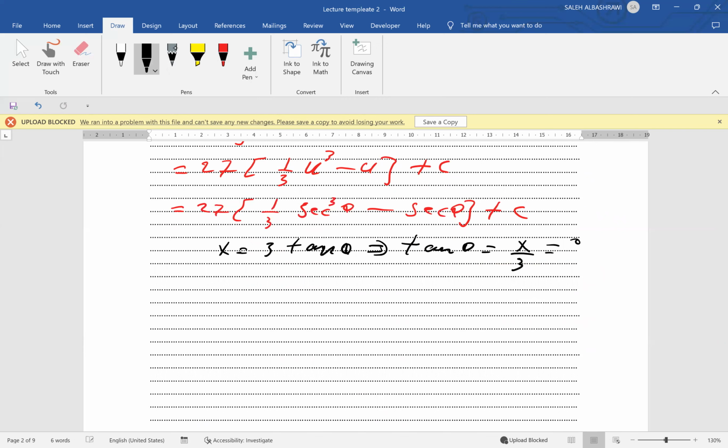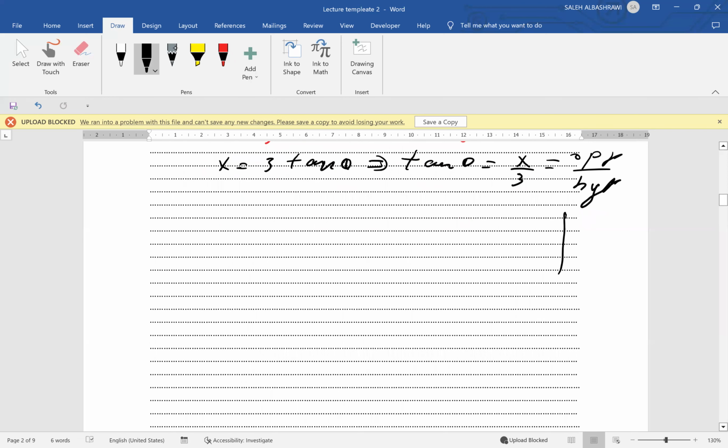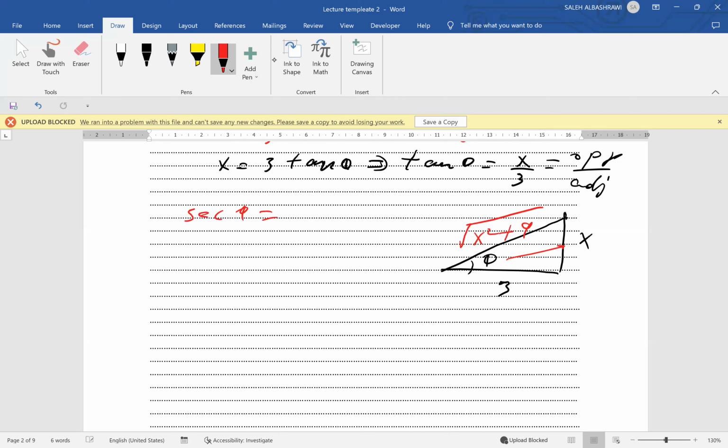But we know also that tangent is the opposite over the adjacent, which means that if we have a right triangle, the opposite is x, over the adjacent is equal to 3. If this is theta, then the opposite is x, the adjacent is 3, and the hypotenuse is equal to square root of x squared plus 9, or 9 plus x squared. From this relation, we have secant theta is equal to the hypotenuse, which is square root of x squared plus 9, divided by 3. So this will give me now the final answer for the integration.